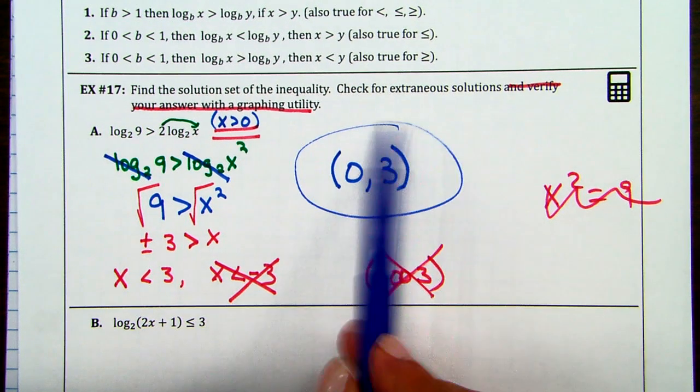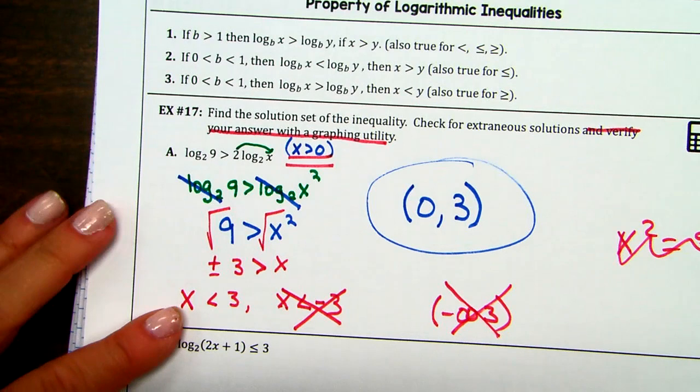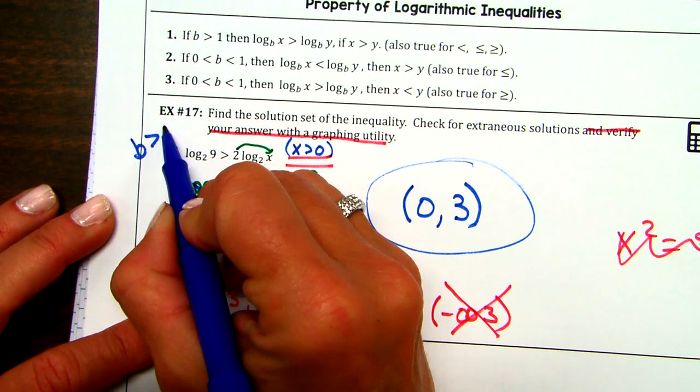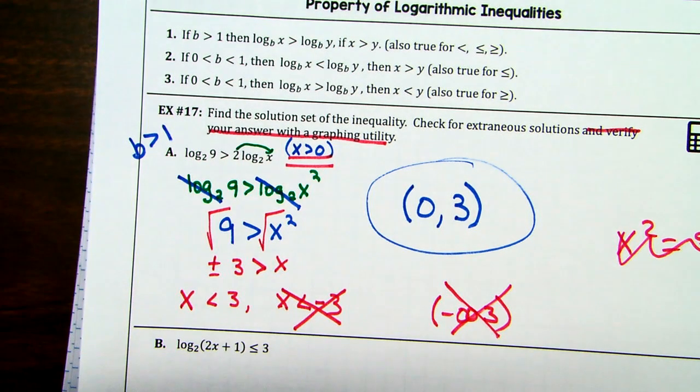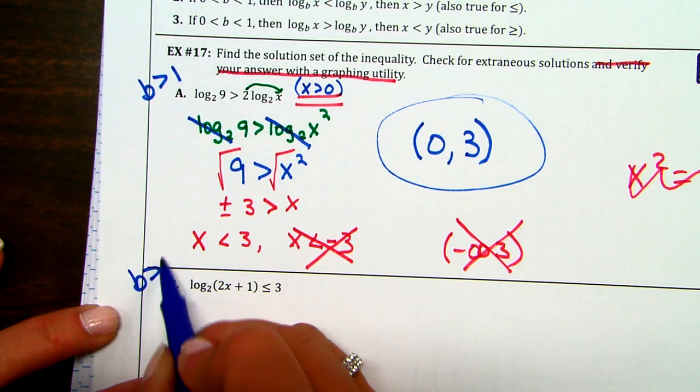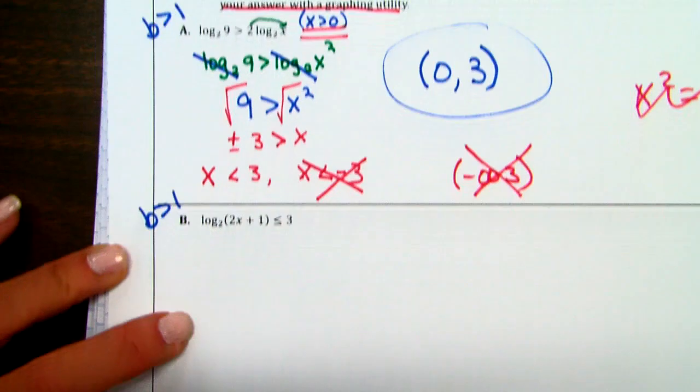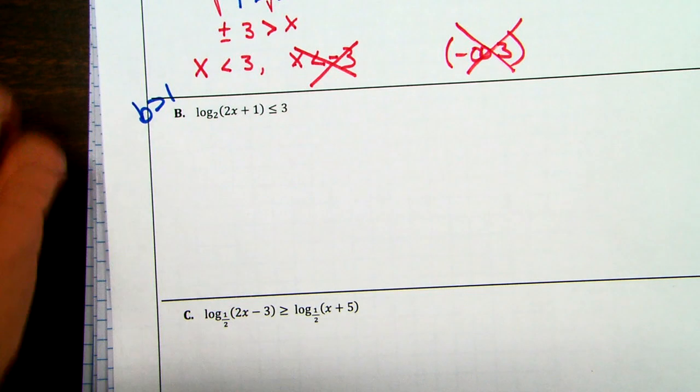Okay? Let's do it again. Oh, I forgot to mention it. Sorry. b is greater than 1 here, right? So there was no flipping. And b is greater than 1 on this one as well. Still no flipping. Same rules with logs. And we'll do a flipping one in the last problem.